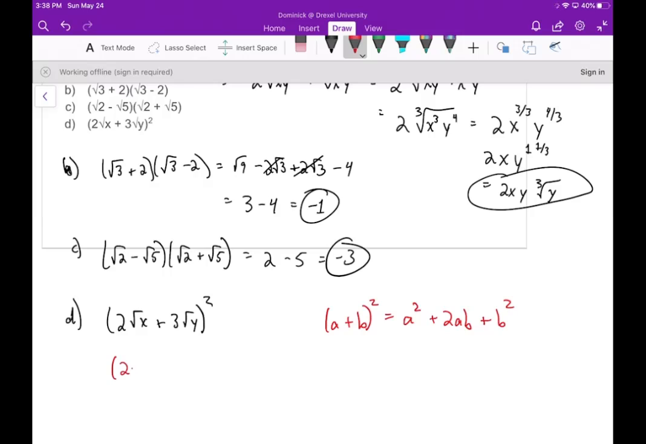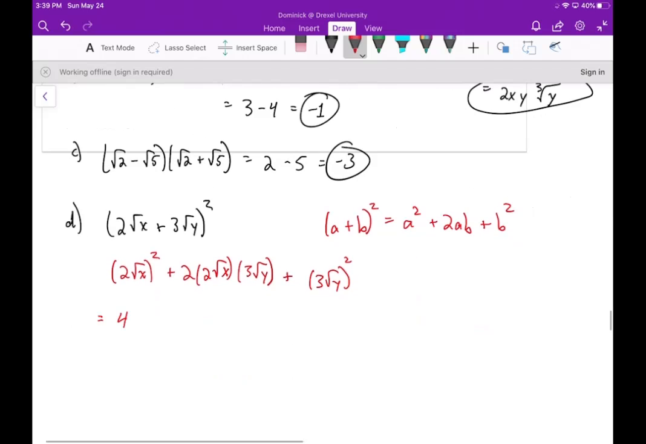So we could say this is (2 square root of x) squared plus 2 times 2 square root of x times 3 square root of y. I'm just taking 2 times the product of each of those things, and then plus (3 square root of y) squared.